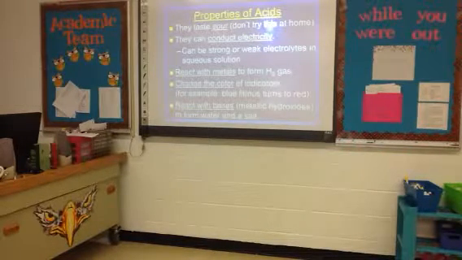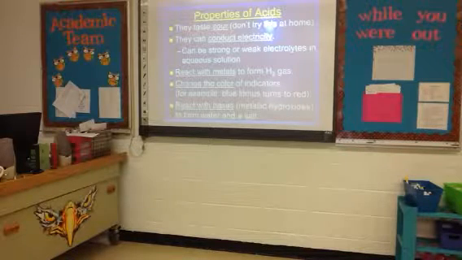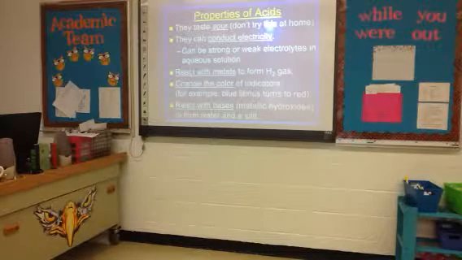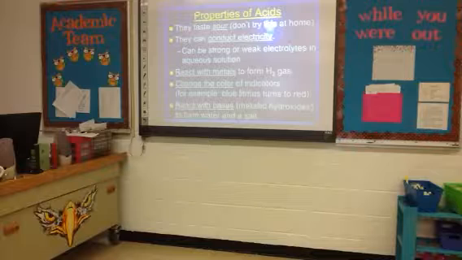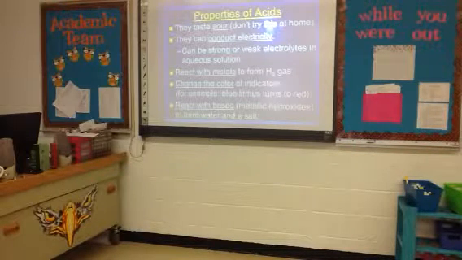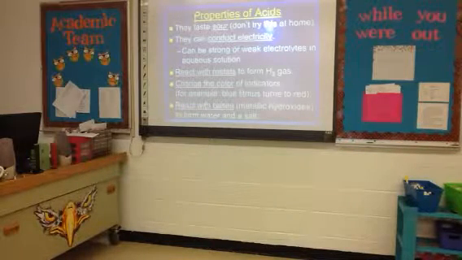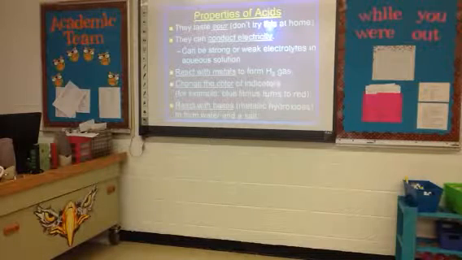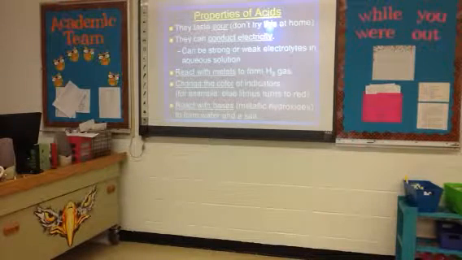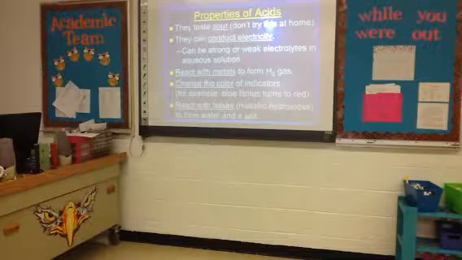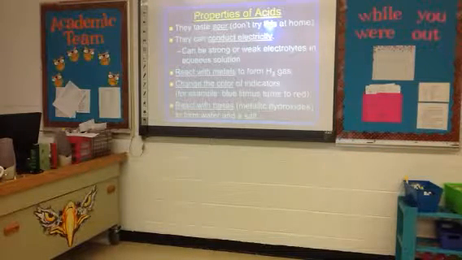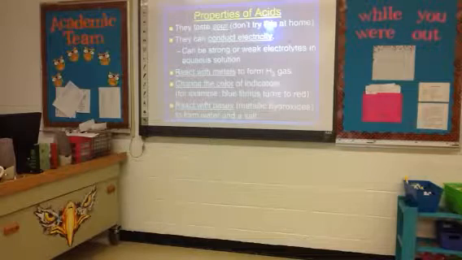We already know a little bit about acids back when we were naming them, and we know that they have hydrogen usually in the beginning of them. But they do react with metals to make hydrogen gas. And then we know that we've used pH paper before, litmus paper, and so they change the color. That's not really that important.